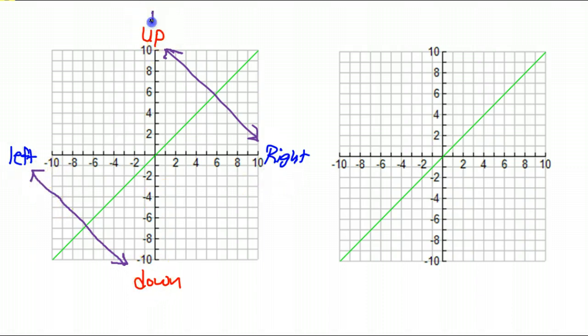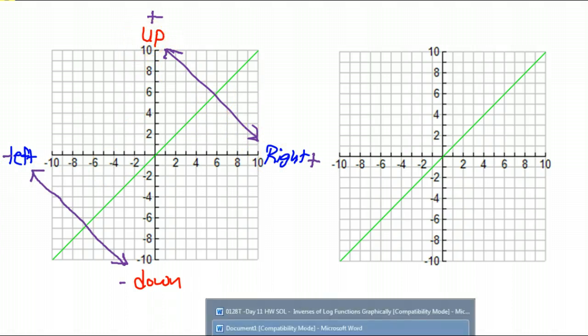In other words, the two positives switch places. Up and right are both positive, so they switch places. Left and down were both negative, and the two negative things switch places. So left becomes down and down becomes left. Up becomes right and right becomes up. Now, what in the world do I mean by that?